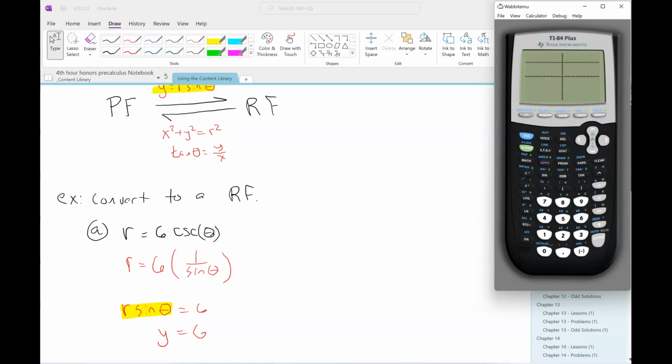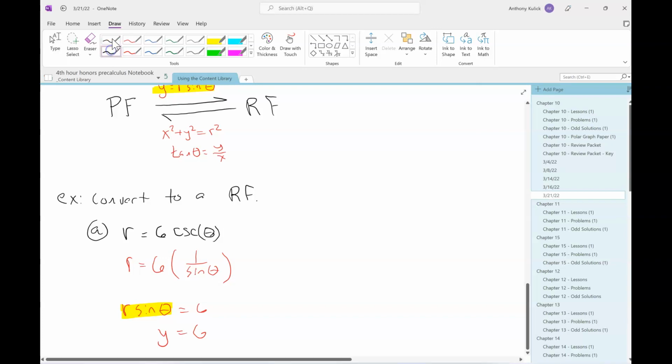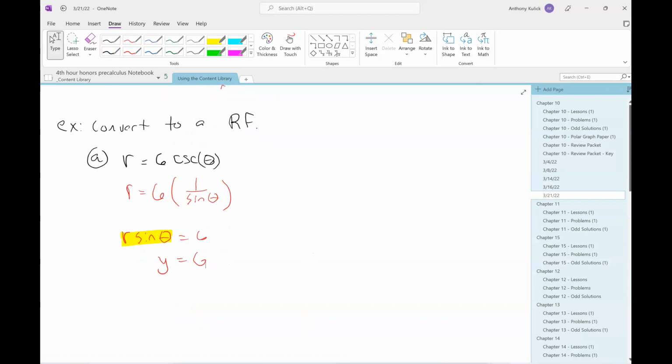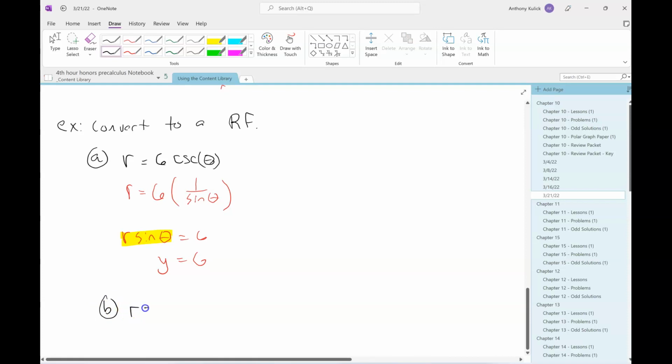And whoa, look at that horizontal line. Shocking. But it looks just like we would expect it to, right? And you're saying to yourself, Mr. Kulik, it's so easy. Will it always be so easy? Well, maybe, but probably not.